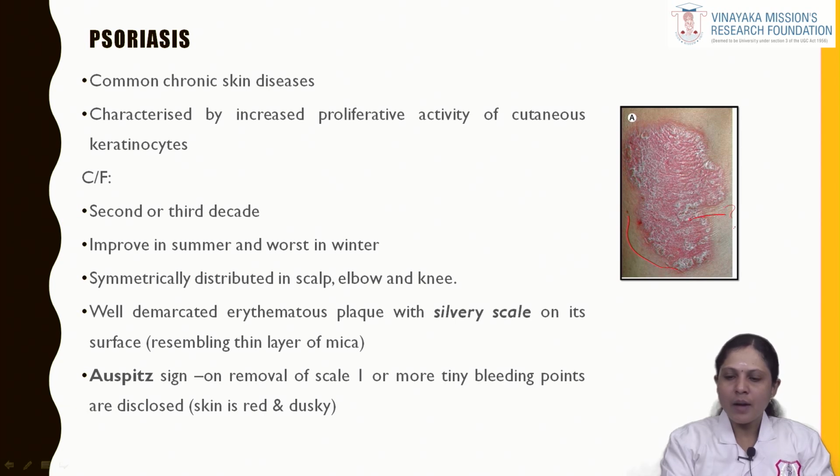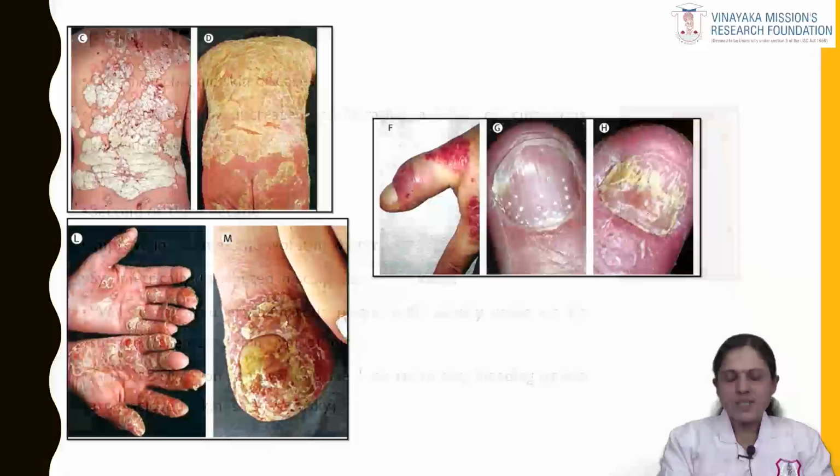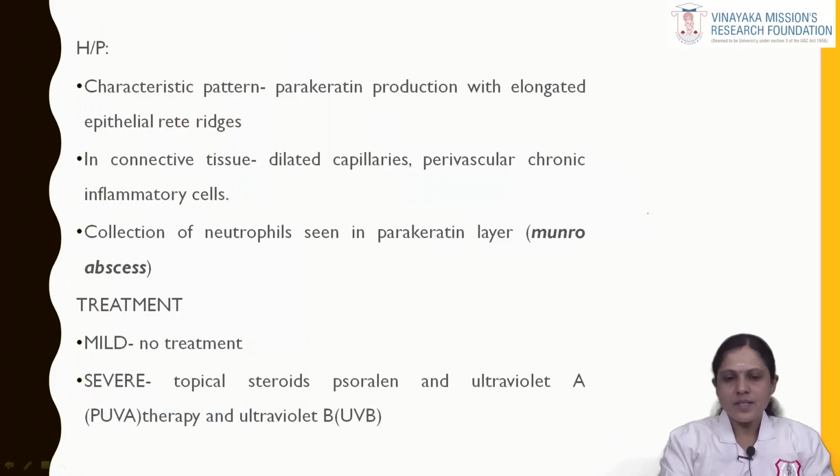These are the silvery scale appearance on its surface resembling a thin layer of mica. On removal of this silvery scale, you can appreciate small tiny bleeding spots. These are known as Auspitz sign. In skin it will be red and dusky. So this is the clinical presentation of psoriasis.